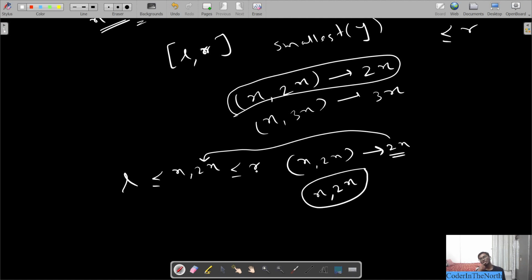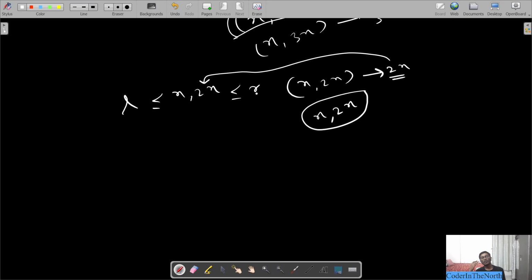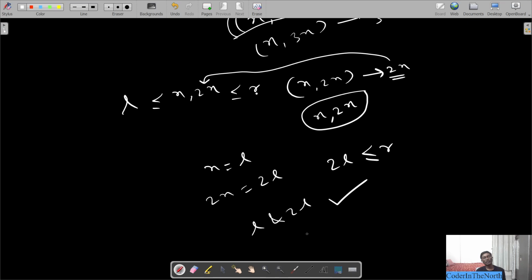But what will be x? If you look carefully, it will always be good to take x as L, because L is the smallest number in that range. So 2x will be 2L, and if 2L is less than or equal to R, then we have the answer. We'll print L and 2L, and in the other case we'll print -1. So let's try to code this.